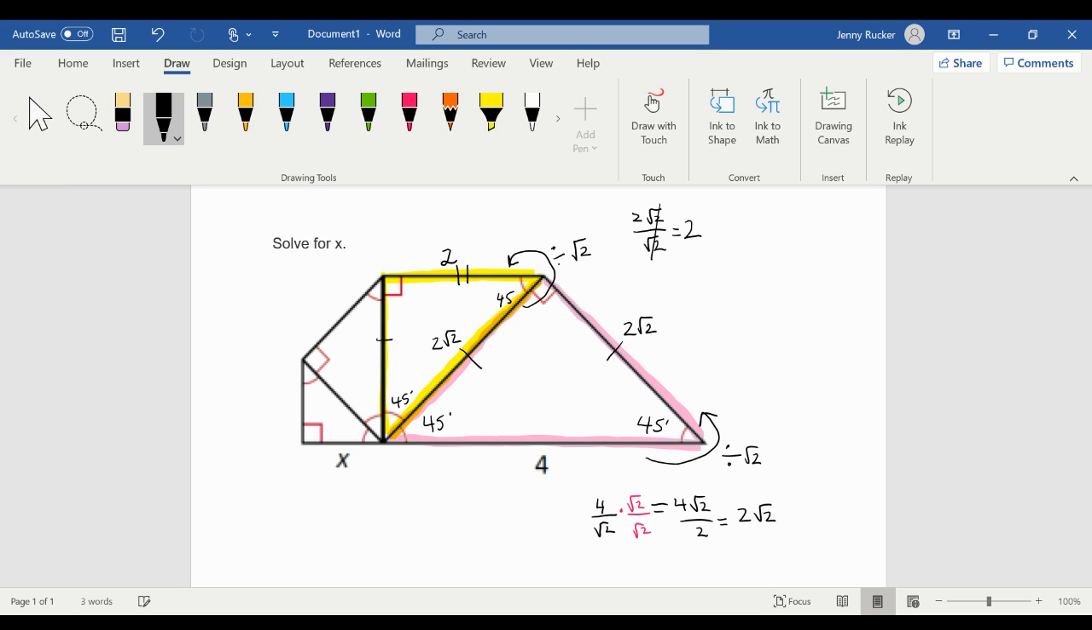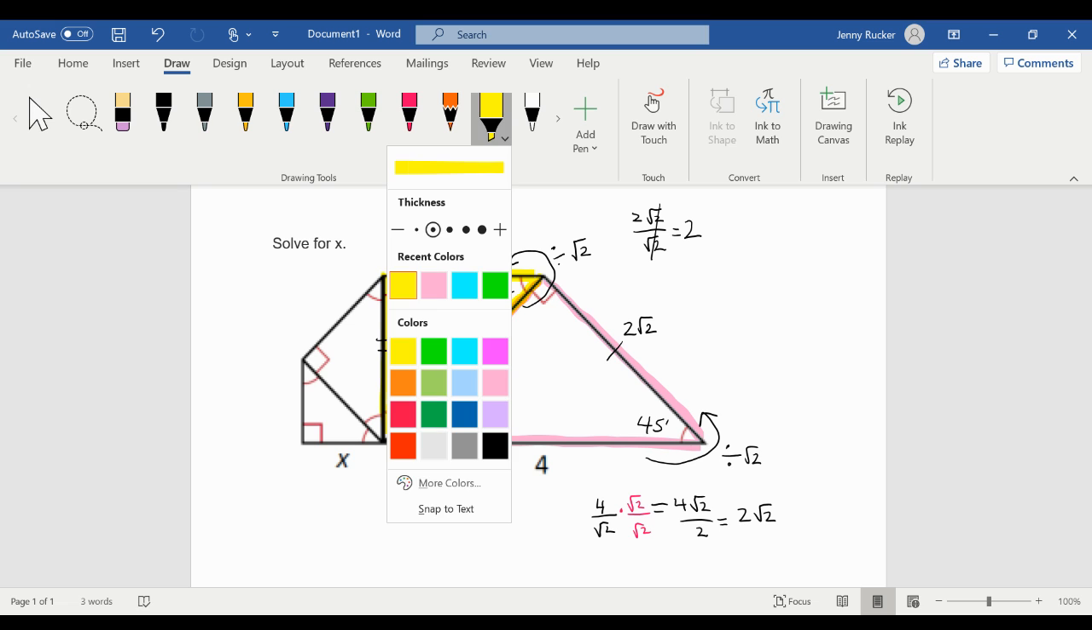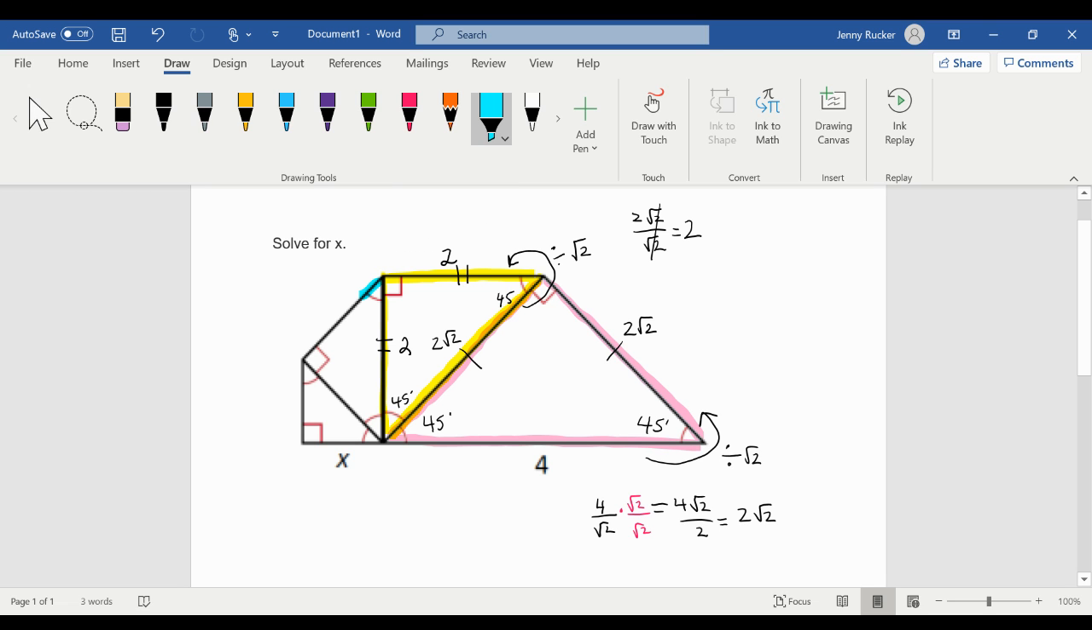So again, we know that these legs are congruent. So we now have a side length in the next triangle. So we'll highlight this one in blue. It's another 45-45-90 triangle. And we know the hypotenuse has a length of 2. So we are going to divide by the square root of 2.